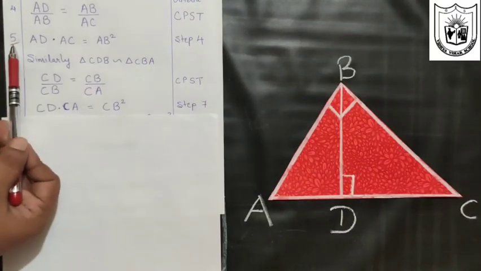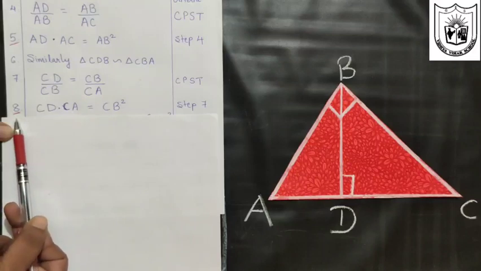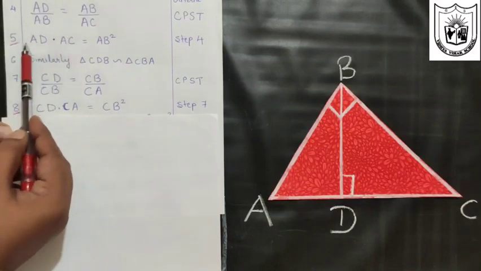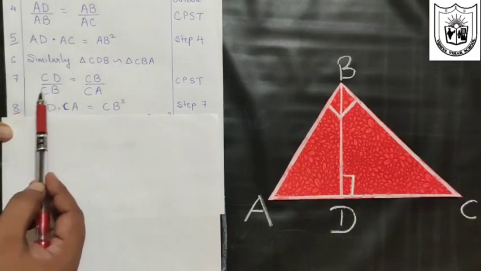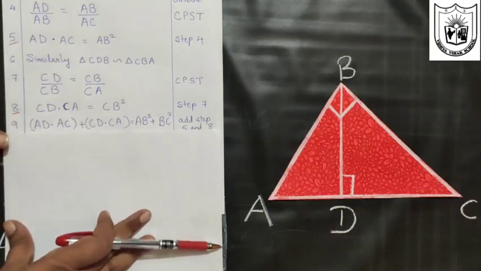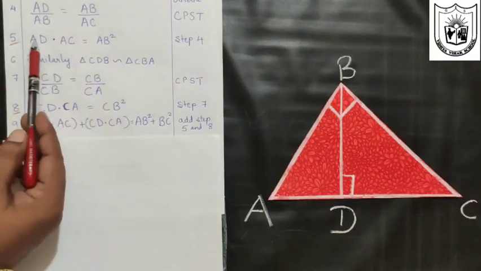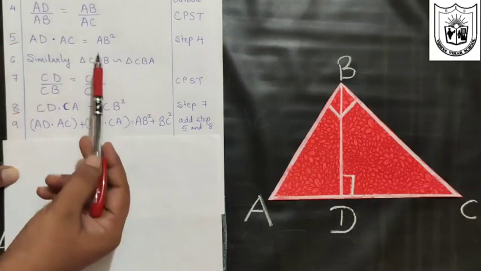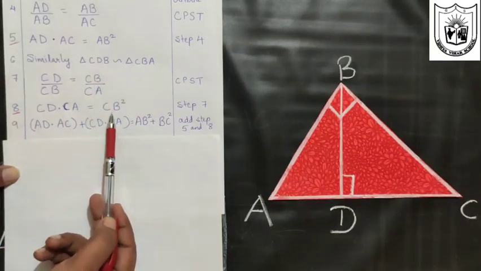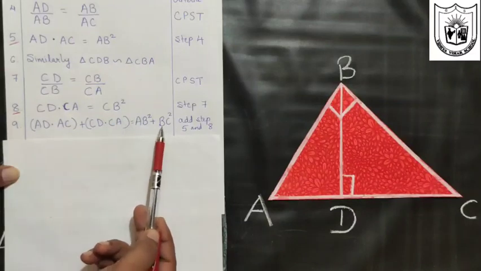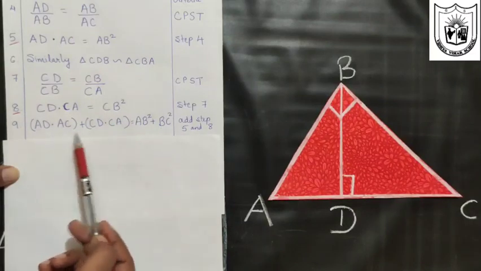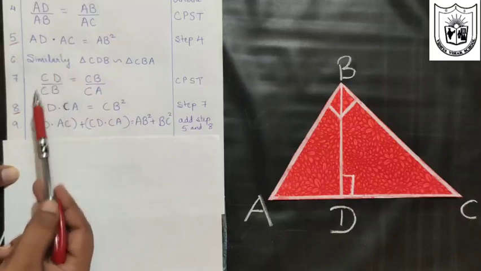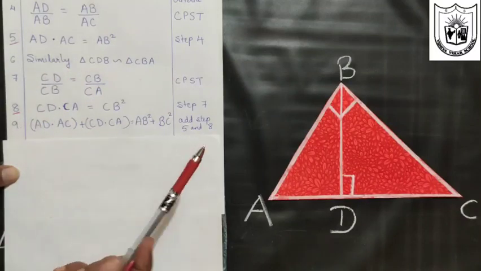Next, we will add step 5 and step 8. So step 5, I have AD multiplied by AC, and here CD multiplied by CA. Check here, this I have put in the bracket. Then CD multiplied by CA will go in the bracket. Right hand side, I have AB square, and here plus CB can also be written as BC square. So what is the reason here? We are adding step 5 and step 8. So that will go under your reason.